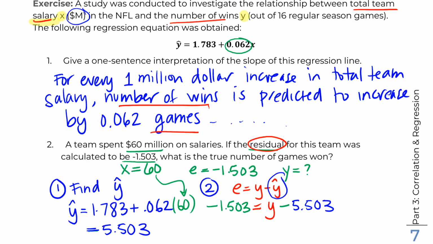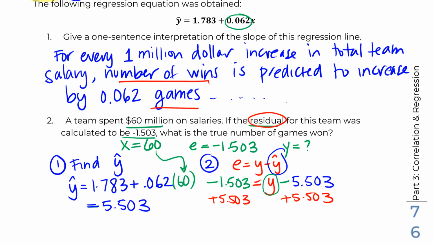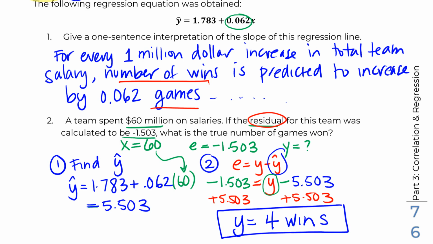And now we are literally going to do the hardest algebra of our statistics class. This is as hard as it gets, folks. We got to solve this equation for the y that's there. And since y is having 5.503 subtracted from it, we are going to add 5.503 to both sides, which will leave us with y is equal to 4. And remember, we need to put some sort of units on this. So what is this 4 about? This is 4 wins out of the 16 regular season games. So this team only managed to win 4 games despite spending $60 million.